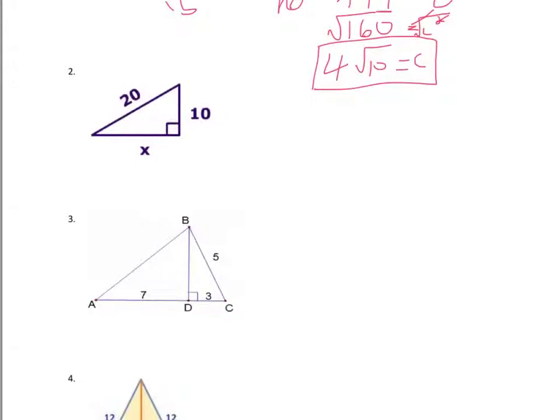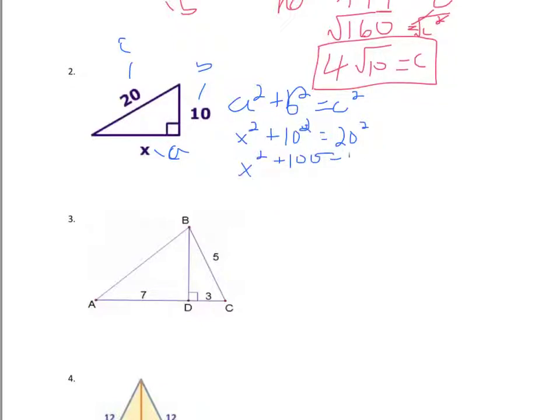Not overly complicated, but, right, we have our C now, so we need to find A squared, right? Let's call 10 the B, X is our A, and 20 is our C. It's always good to label those so you don't mess up which side of the equation you're on. Okay, so our A squared is X squared, B squared is 10 squared, C squared is 20 squared. Okay, so we have X squared plus 100 equals 400. Subtract the 100 and X squared equals 300.